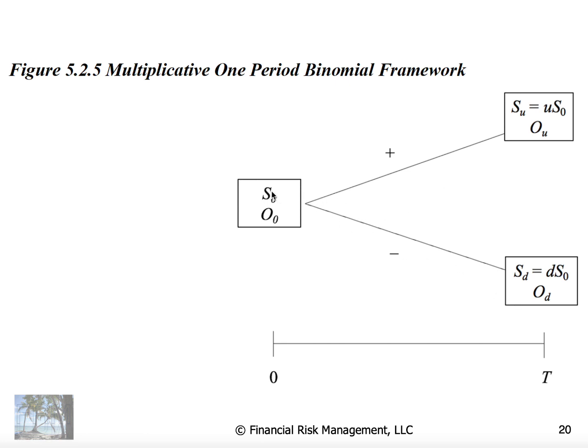The underlying stock price is assumed to grow at some total return U times the stock price. So if the stock grows by 10%, U would be 1.1. And then if the stock declines by 10%, D would be 0.9.